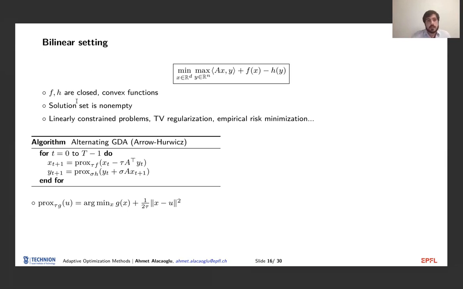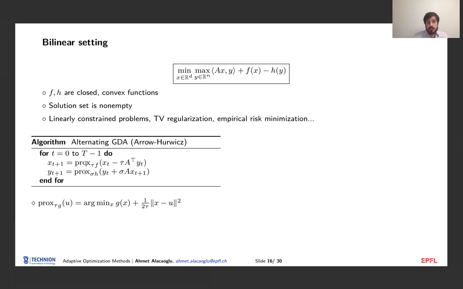So the assumptions are again similar. We have closed convex functions, and we have that the solution set is non-empty. Examples of these problems come from minimization, both constrained minimization, like linear constraints, or TV regularized problems, or regularized empirical risk minimization problems, which we use Lagrange duality to pose as the bilinear min-max problem that we have here. And we rewrite the alternating GDA that we have seen in the beginning.